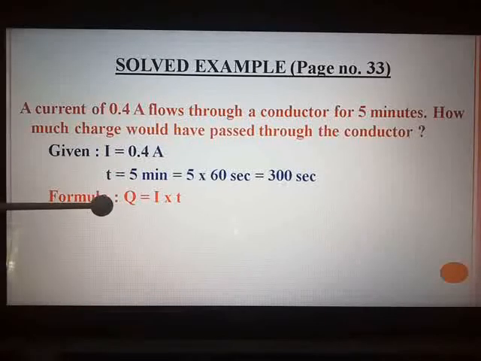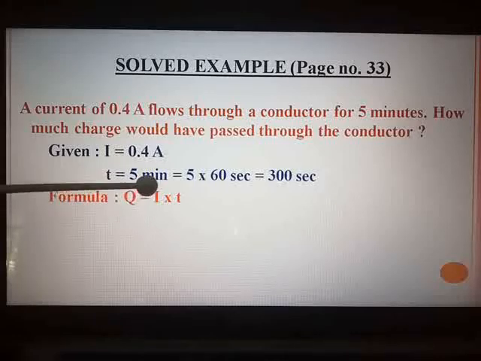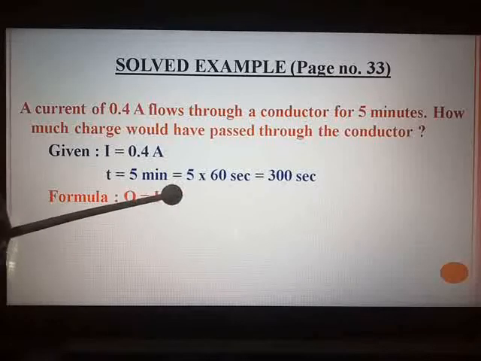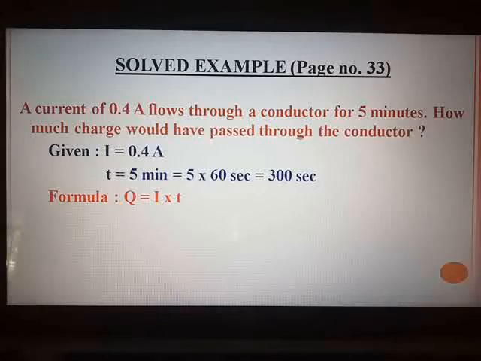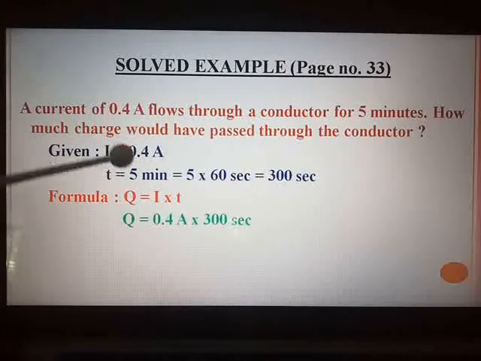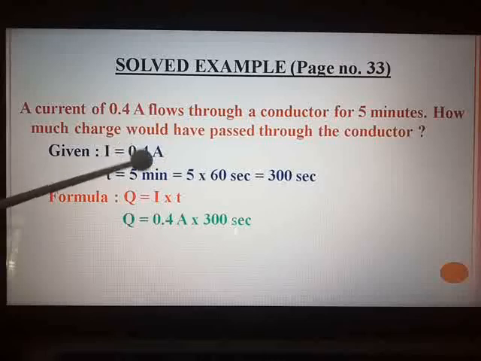So Q. What formula are you going to write? Q is equal to I into T. Just now you have studied the formula: I is equal to Q upon T. You want Q, so T will come here. It will become multiplied by T. Substitute the values. In place of I, 0.4 amperes.